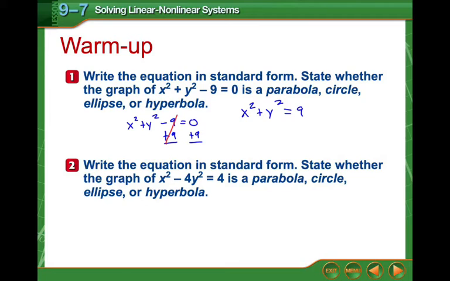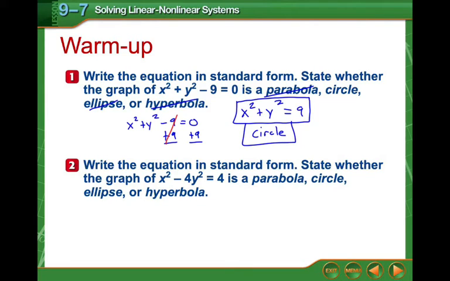If there were some coefficients, then we'd want to divide by 9 on both sides at this point. And we don't have that, so we're good. This is it. That is our equation in standard form. And again, since there's no fractions here, it's not an ellipse or hyperbola. And then we've got two things that are being squared, so it's not a parabola. So this is a circle.